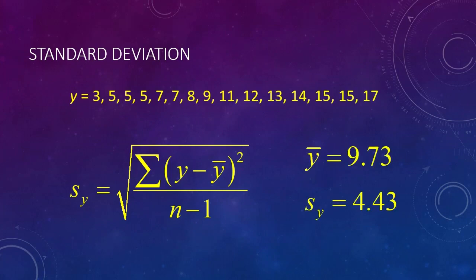For the set of scores here, the mean is 9.73. The standard deviation is 4.43. This tells us that we shouldn't be surprised if we find a score that is about 4.5 units away from the mean. That's a typical deviation. The standard deviation is especially useful for comparing distributions.